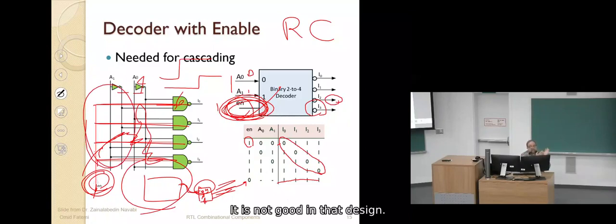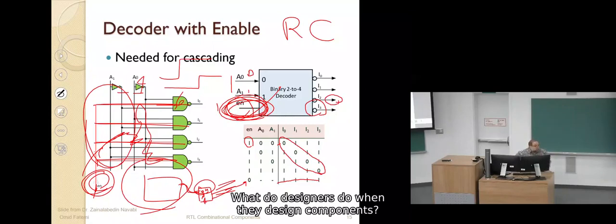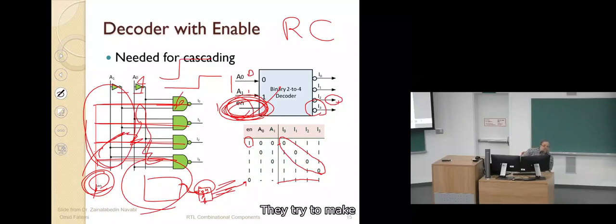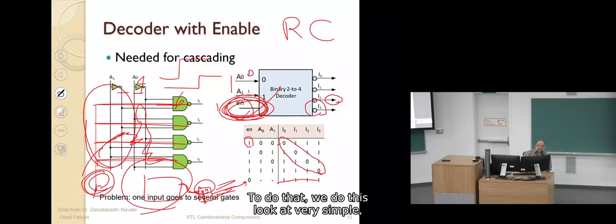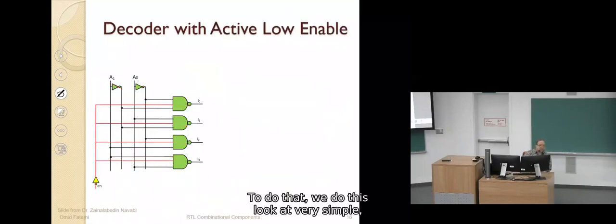In that design, I was assuming that I have this capacitance and I will get a certain delay, but I put it in my design and then I see, oh, the delay is much more, and it's not good. So what do designers do when they design components? They try to make an input really an input, that just goes to one gate, not more than that. So to do that, we do this. Look at it. Very simple. We put an inverter, because, as I told you, the inverter is the best component in transistor.